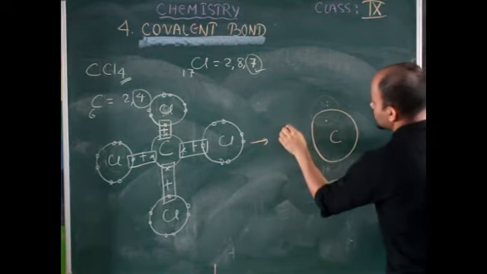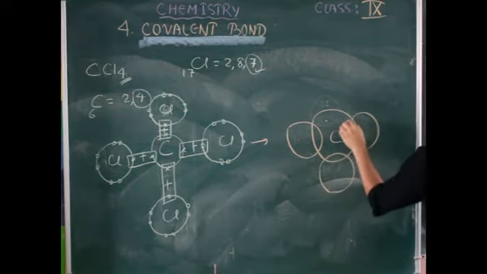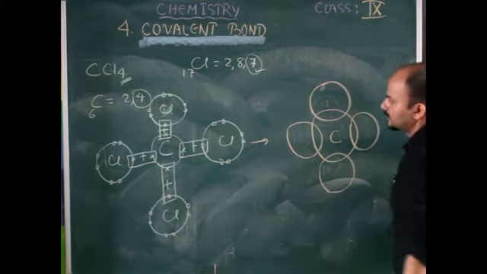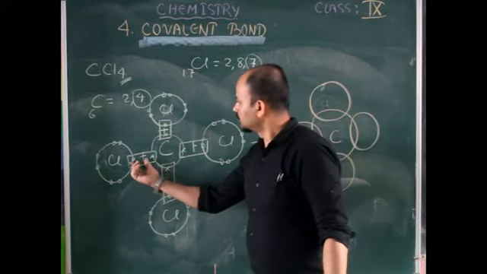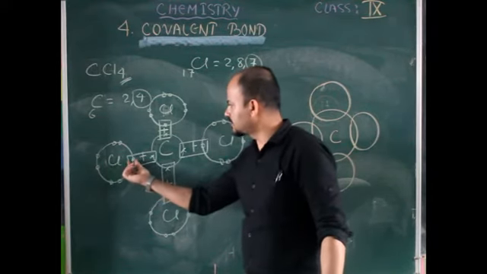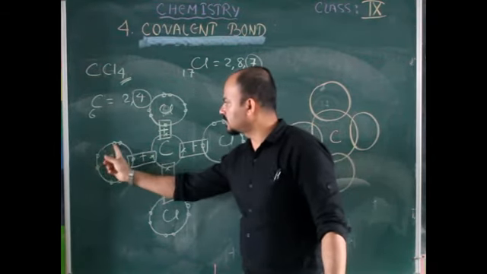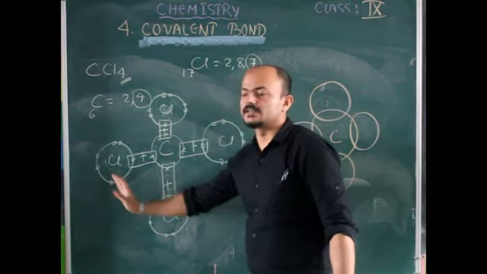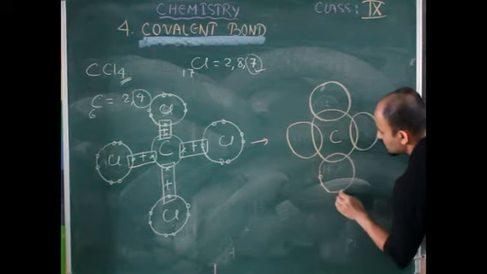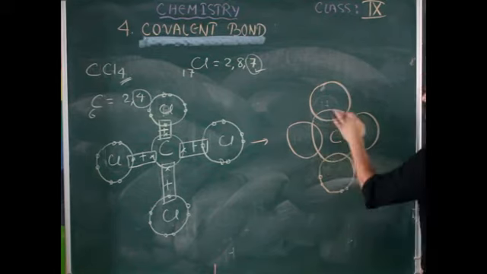and how many chlorines? 4 chlorines. 2, 3, and 4. So here, let's consider this chlorine. This chlorine is sharing its 1 electron with this carbon. The other 6 electrons are not shared. That means they remain as lone pairs. Therefore, those lone pairs have to be written outside the reach of this carbon circle.